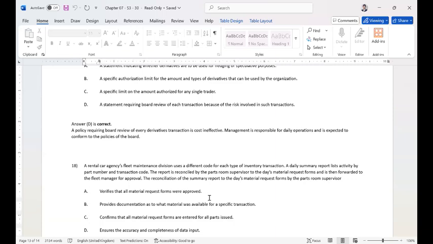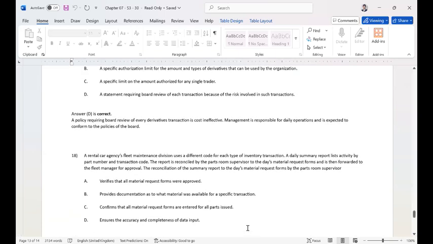Then for all material request forms entered for all parts issued, ensure the accurate data input. The report is reconciled by the parts room with the material requisition forms. So everything on the material request forms should tally with all the part numbers and transaction codes in the summary report. I think it's B. So it's D.